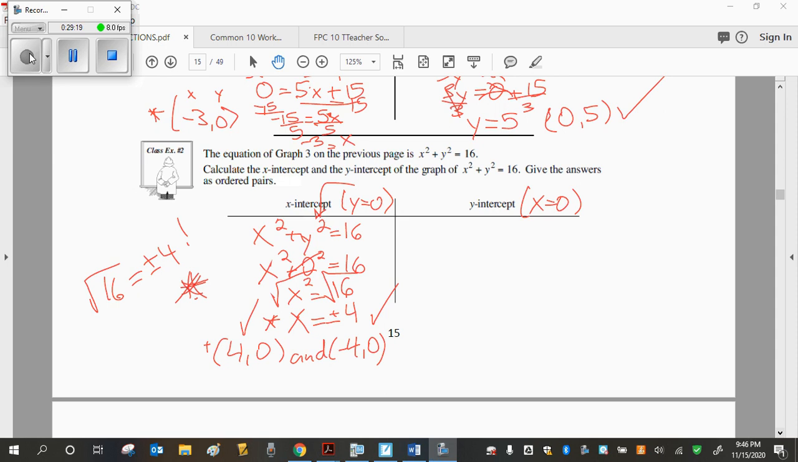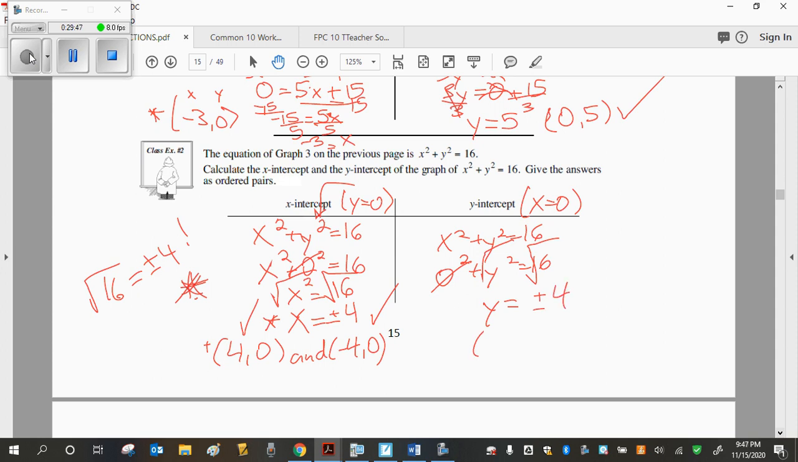Okay, it's very similar. X squared plus y squared equals 16. X equals 0, so x squared becomes 0 squared. I'm just going to cross that off because 0 squared equals 0. And now I square root both sides. And I cannot forget that the square root of 16 has 2 answers, positive, negative 4.